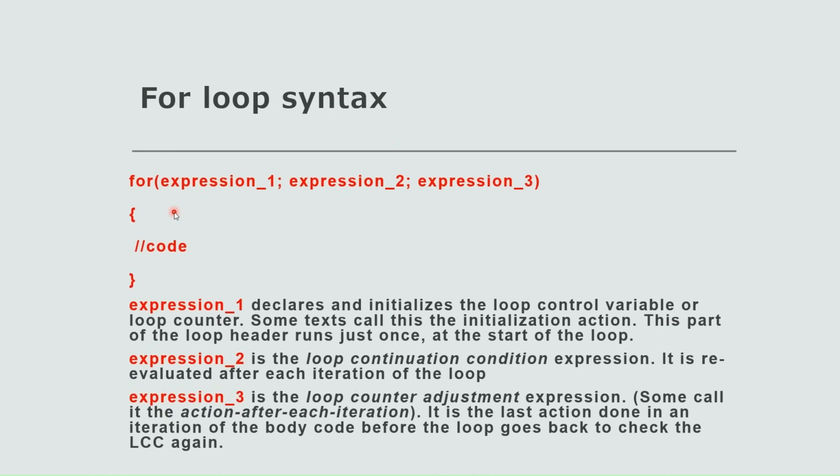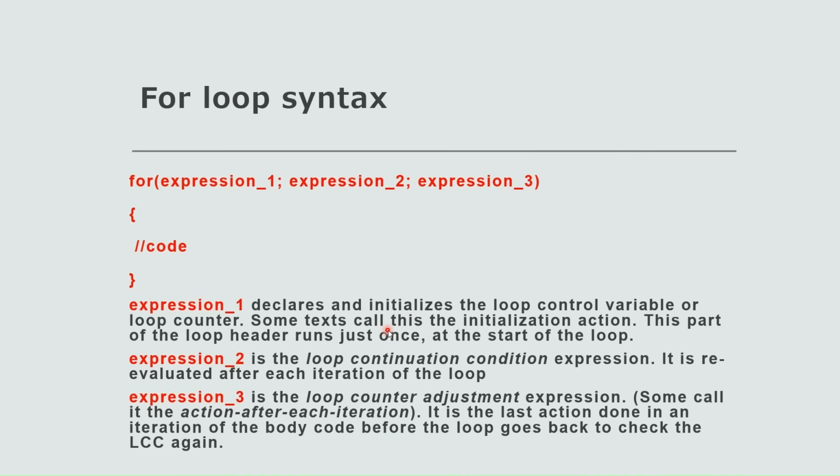For loop syntax. The for loop syntax is for, in the brackets, expression 1 followed by a semicolon, expression 2 with a semicolon, expression 3 with no semicolon. Don't put a semicolon here because it will throw an error. And then the block of code.